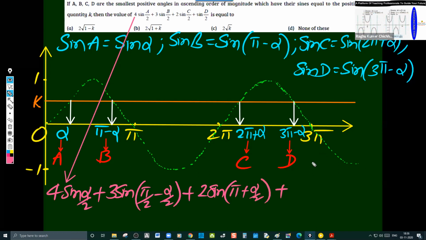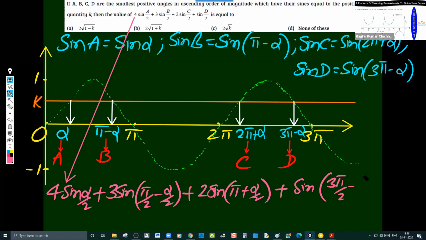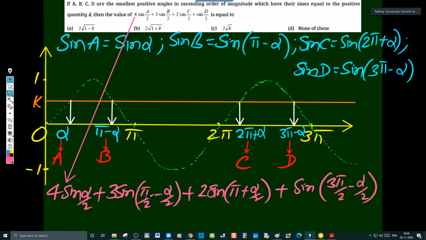Maurya, are you there? Yes, sir. Similarly, last one. D by 2. 3 pi minus alpha by 2. No, whole divided by 2, no? Yes, the whole divided by 2. That's what I meant. Yeah, that's good.